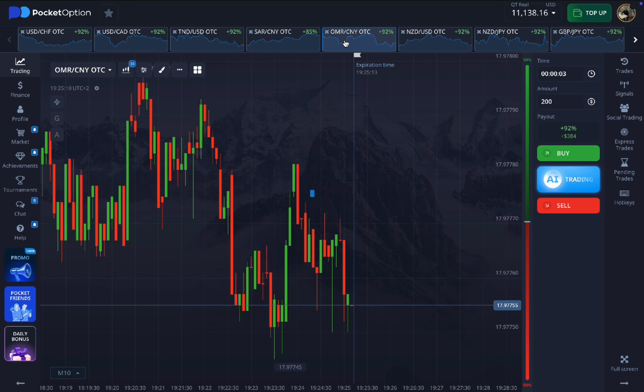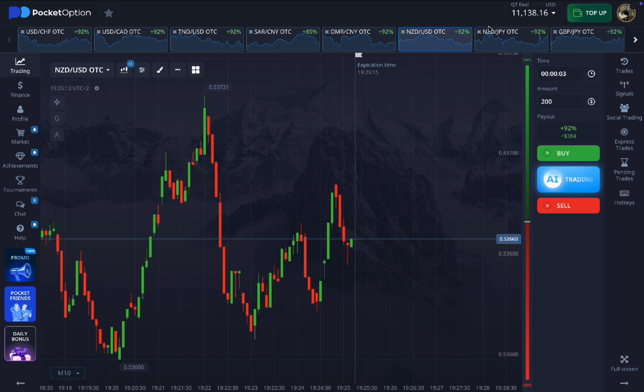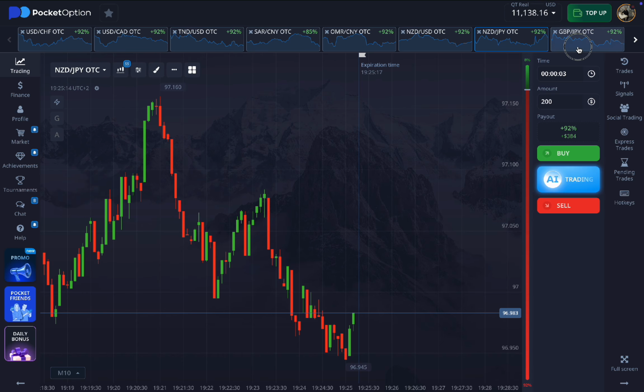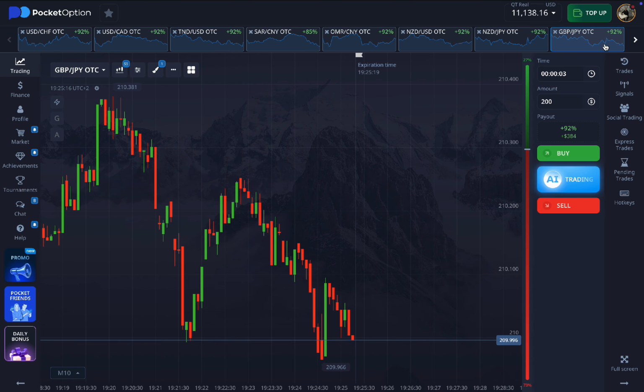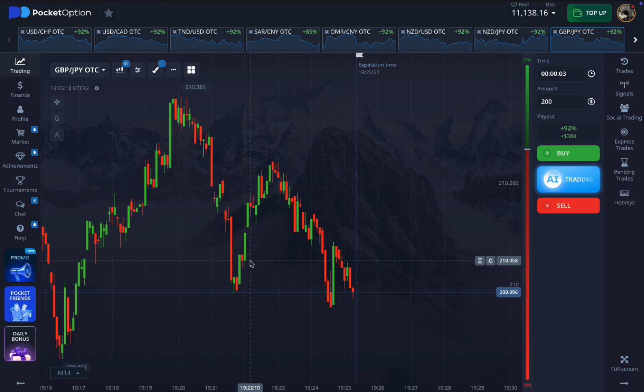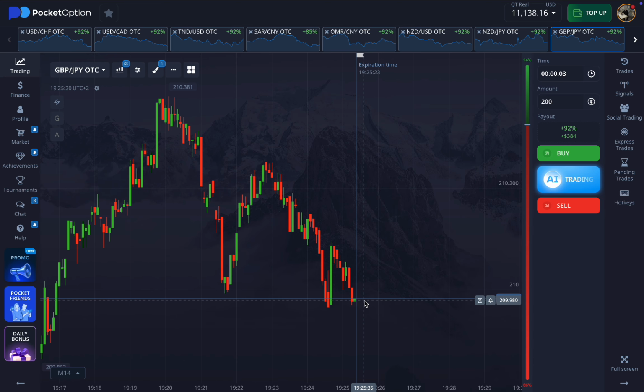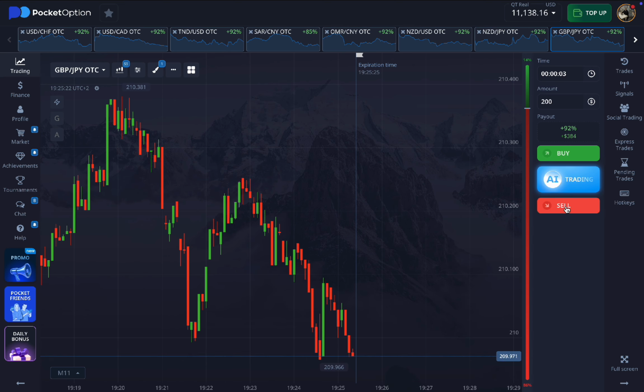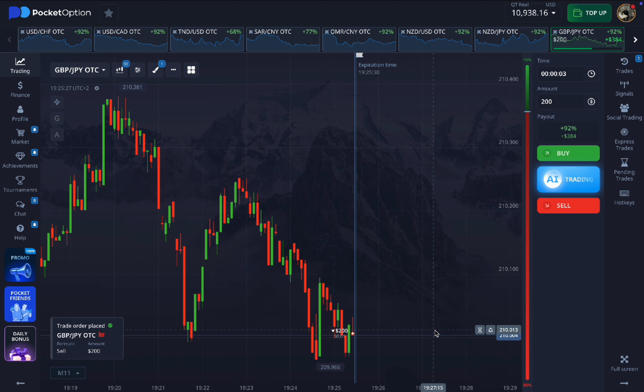Alright, let's switch to another currency pair, to a different one. This one doesn't suit us either. Here we have a downward trend. Let's open the next trade here. Now we need the green candle with a shadow on top, and as soon as it closes, we open a trade for a decrease. Alright, one trade closed at a loss.